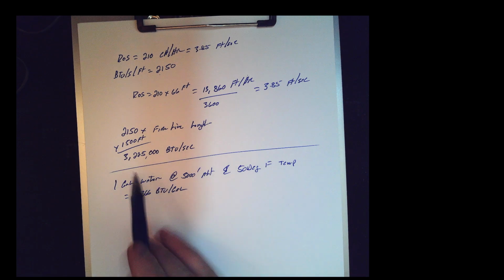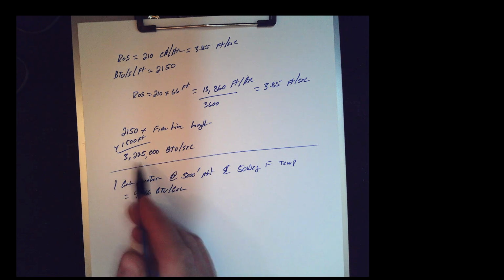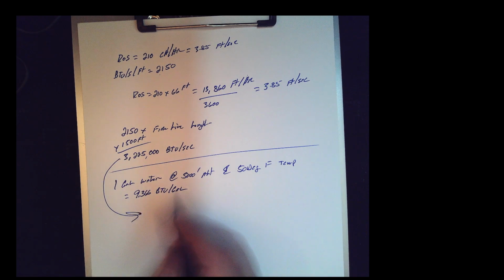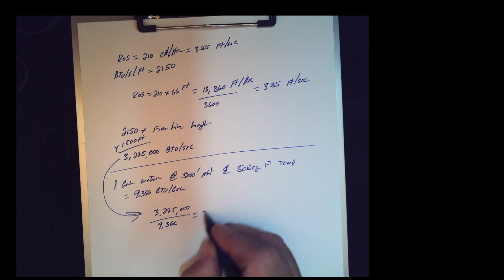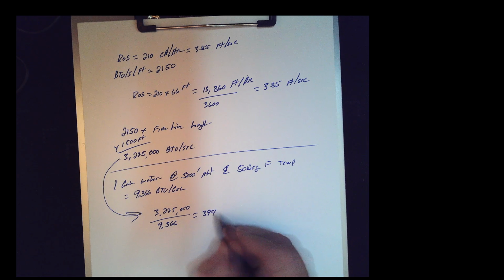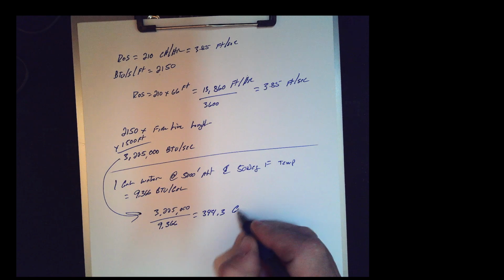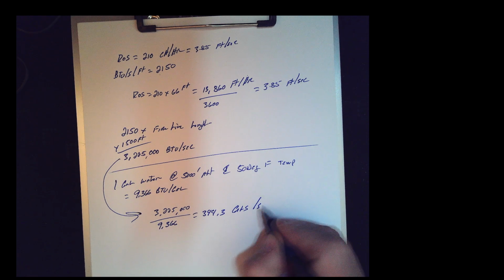However, if we want to find out how much water we need for this, what you do is take this number and divide it by the 9,366, which means you need 344.3 gallons per second.